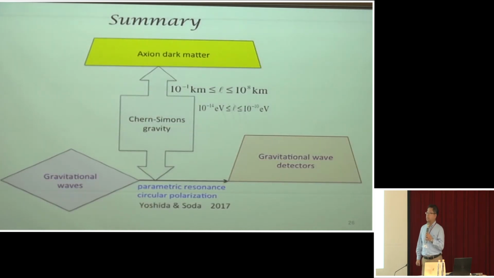So let me summarize my talk. We have proposed three ways. Today, I explained one of them. This Chern-Simons term gives rise to a useful tool for probing the axion dark matter. That's it. Thank you.